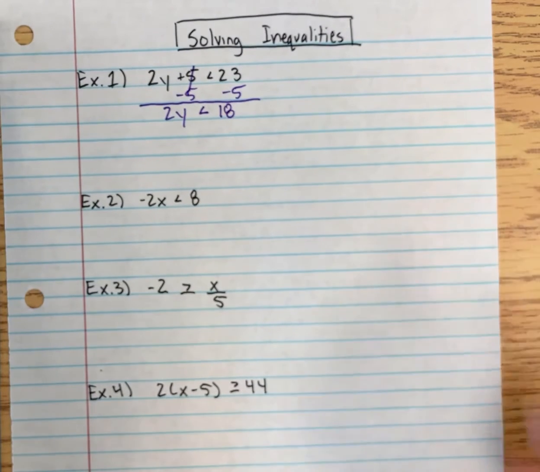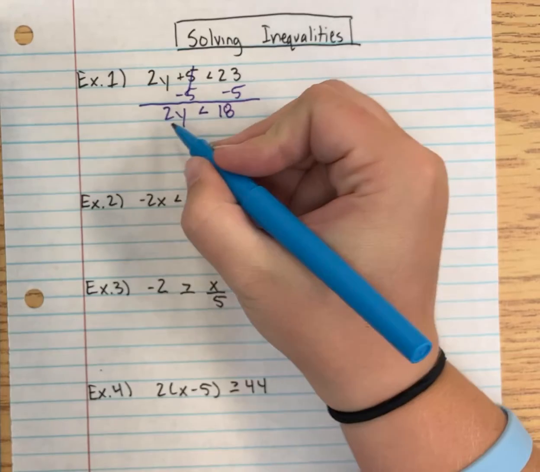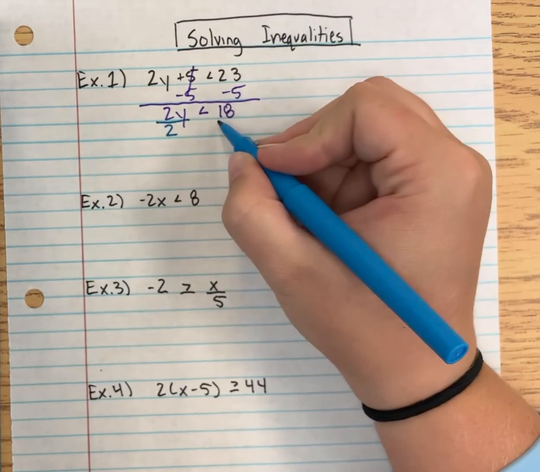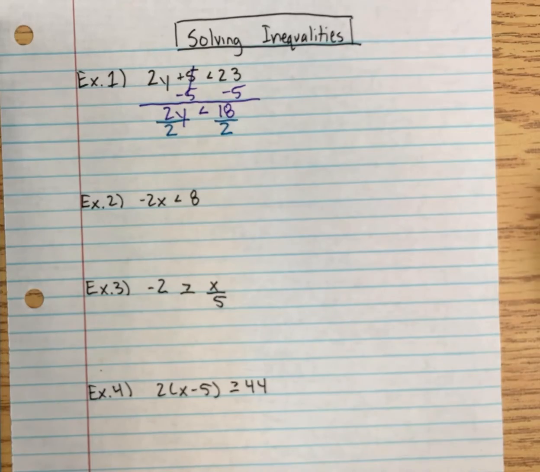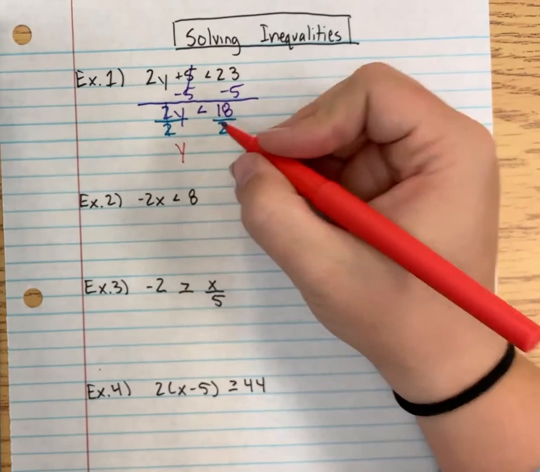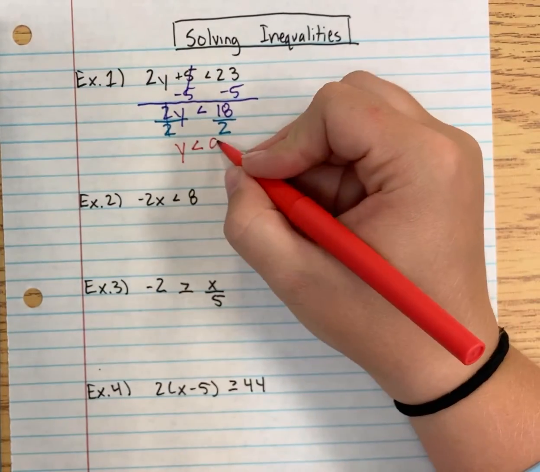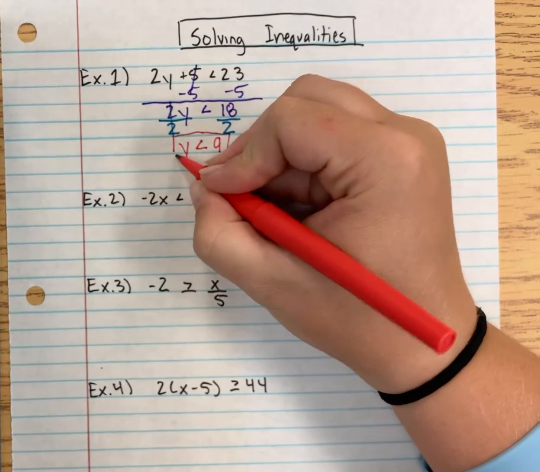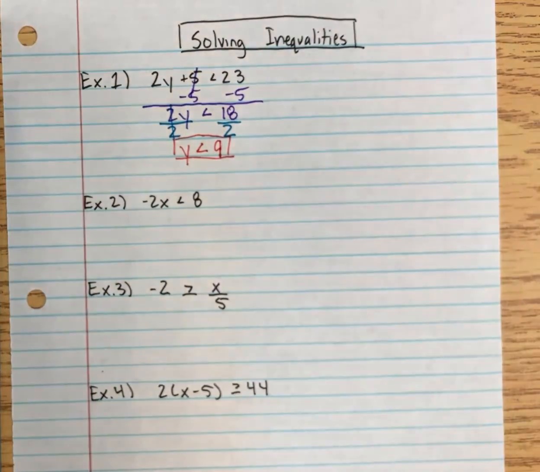Okay, so that's the first step. So now, again, we're trying to solve for y. So the next step is you want to divide both sides by 2. So divide by 2, divide by 2. When you do that, these 2's cancel. So you're left with y, because over here that becomes a 1. So you're left with y is less than 9. And that would be your answer. Y is less than 9. Okay, so that's our first example. Let's take a look at our next example.